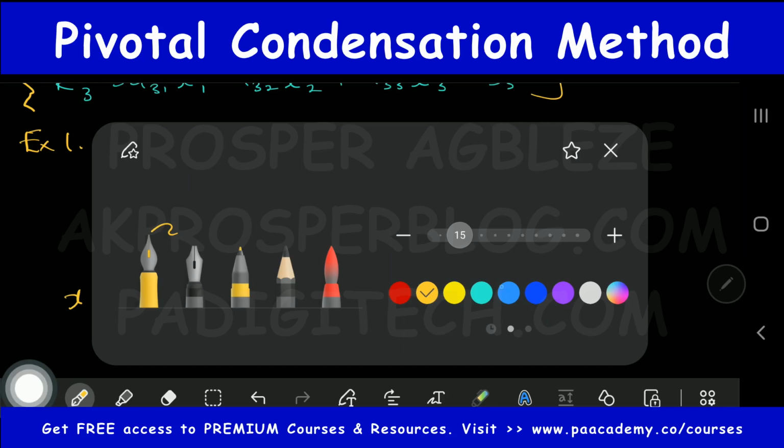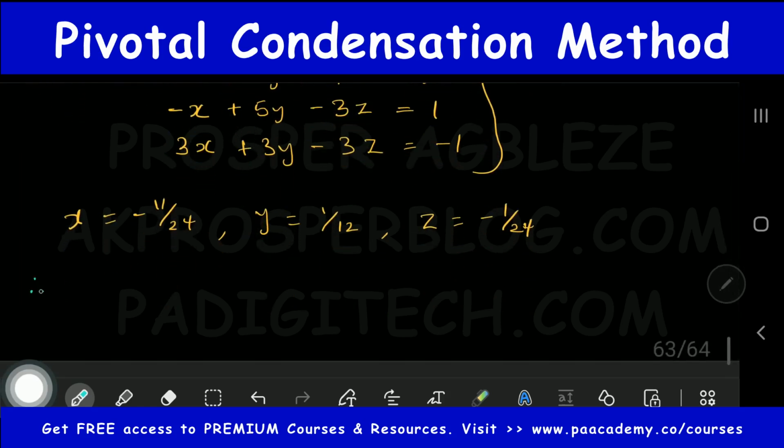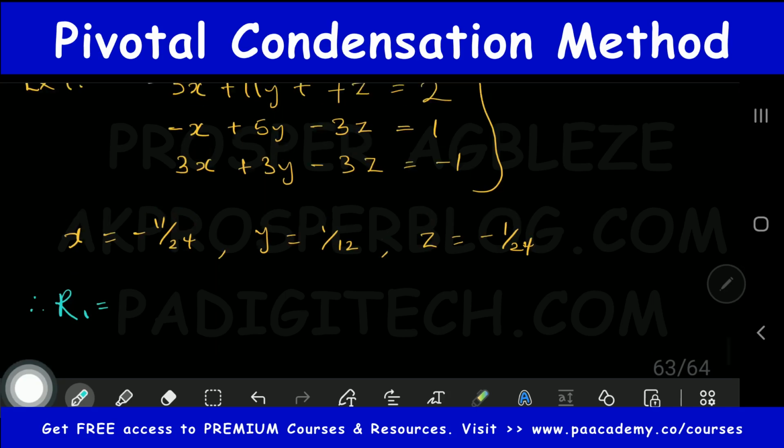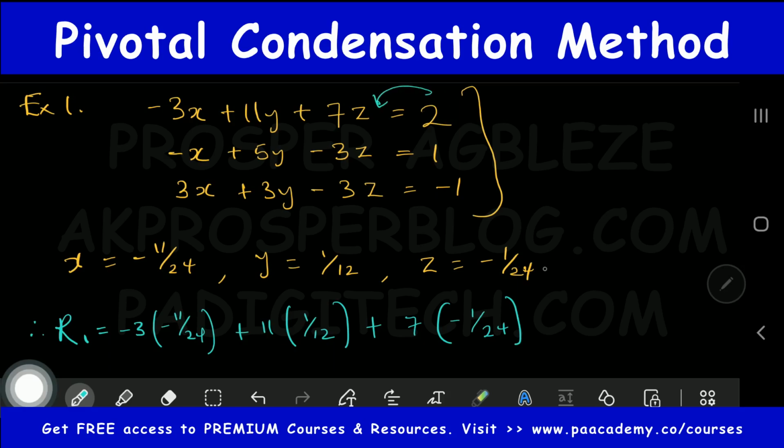Now, if we are asked to look for the residual, that means our R1, let me see if we can see the equation. That will be minus 3, since we know our x to be minus 11 over 24, plus 11 multiplied by 1 over 12, plus 7, you can see this is 7z here, so that is going to be 7 multiplied by minus 1 over 24. Since we are having 2, if this 2 comes to the other side of the equals sign, it becomes minus 2. So this is going to be minus 2 equals 0.